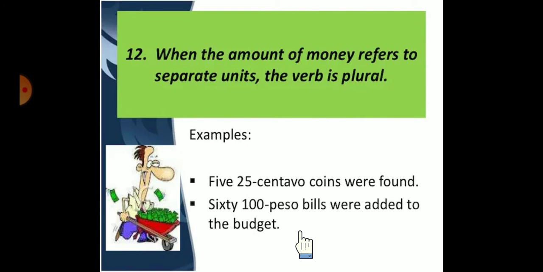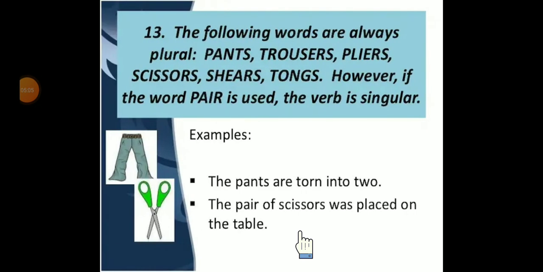Students, let's begin with another rule, which is the 13th. So this video begins with rule number 13. What does rule number 13 say? The following words are always plural: pants, trousers, pliers, scissors, shears, tongs. We should take care about these words. However, if the word pair is used, the verb is singular.